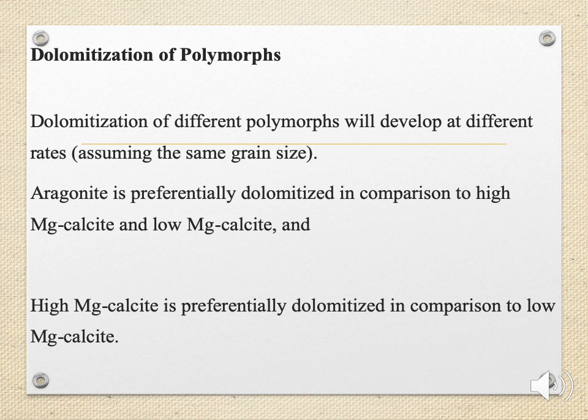aragonite, which one is more stable versus which one is most stable. So calcite is most stable, so low magnesium calcite is going to be less preferentially dolomitized than high magnesium calcite because that one is less stable than it, right? So it's the same concept that we learned earlier.